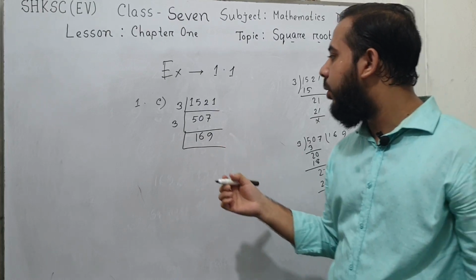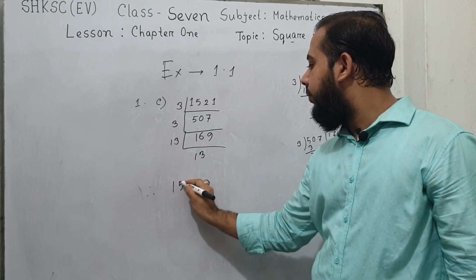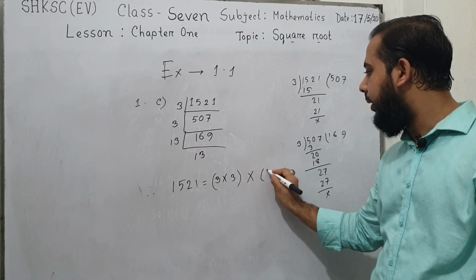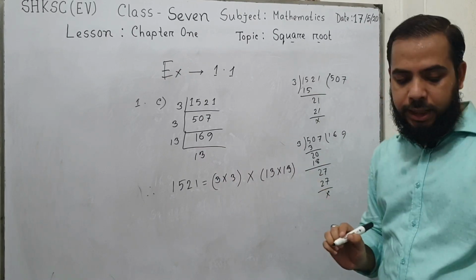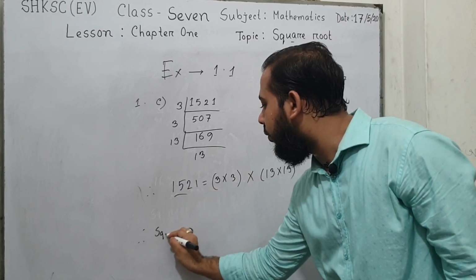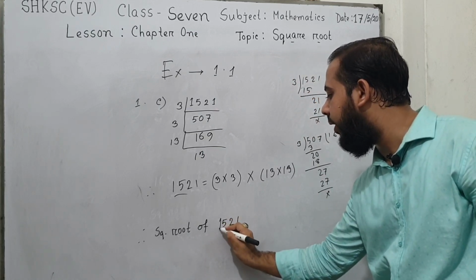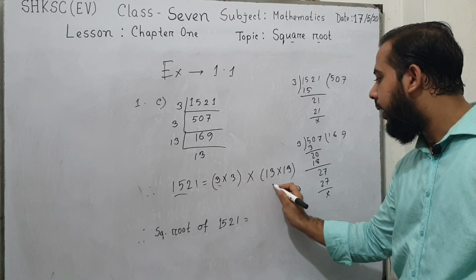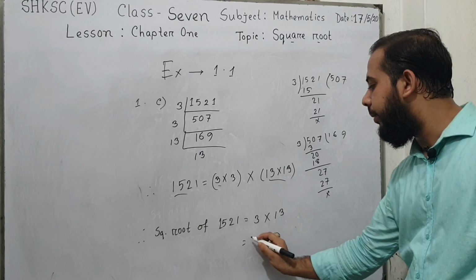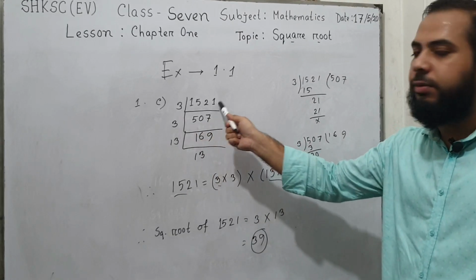And if you remember the previous problem, we will divide this by only 13, and we will get 13. So 1521 we can write in terms of 3 times 3, this pair, and 13 times 13, this pair. Now what is the square root of this number? The square root of 1521 will be 3 from this pair times 13 from this pair. So 3 times 13 will be 39. So 39 is the square root of 1521.